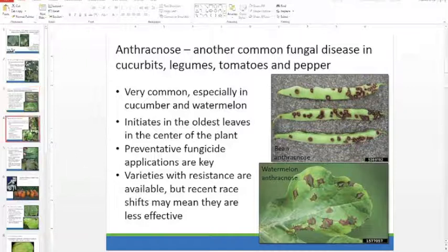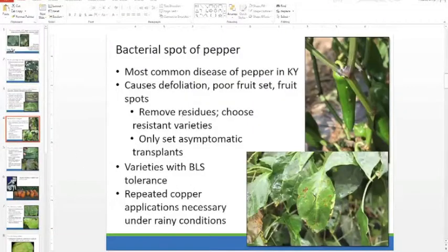So moving forward to pepper, by and large, our biggest, most influential disease of pepper is bacterial spot. This disease is particularly damaging under rainy conditions, and it's really tough when it causes defoliation. The defoliation basically results in plants with relatively few leaves, and plants without leaves are not going to be making fruit.